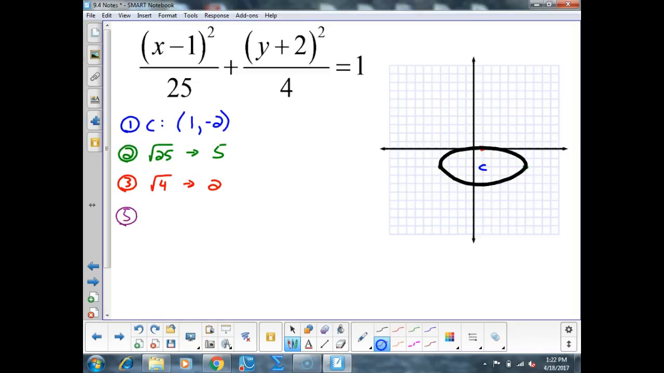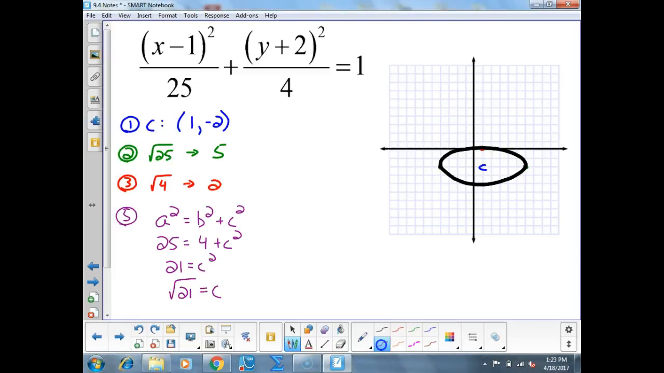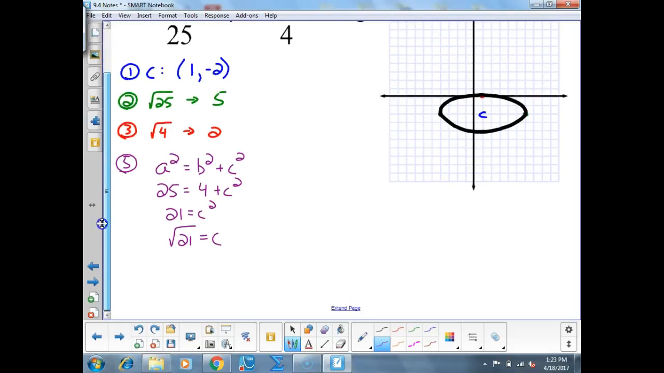Find the foci, right? What's a squared? 25. What's b squared? 4, which makes my c squared 21 again, which makes the square root of 21 be c. Correct? Okay. So that tells me then that my foci are where?